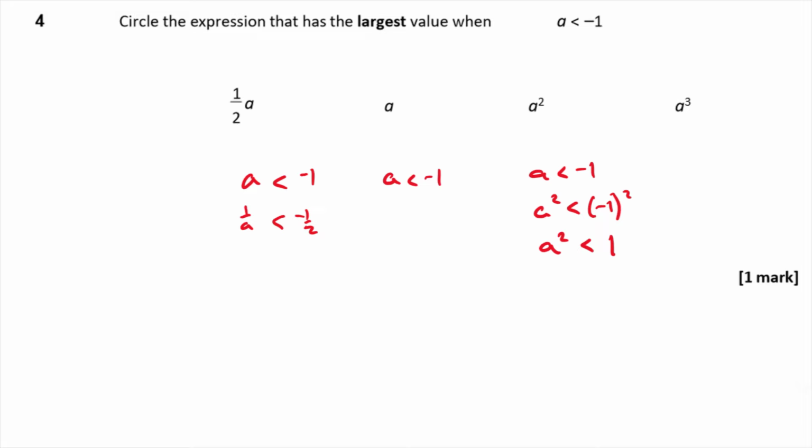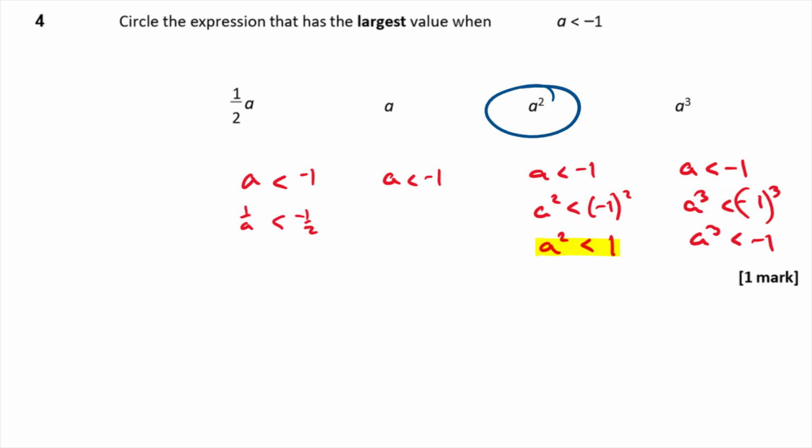And then a cubed, if a is less than minus 1, then a cubed is going to be less than minus 1 cubed, which is a cubed is less than minus 1. Okay, so the largest value there then is going to be this one here then, isn't it? A squared is less than 1. So presumably it's that one there.